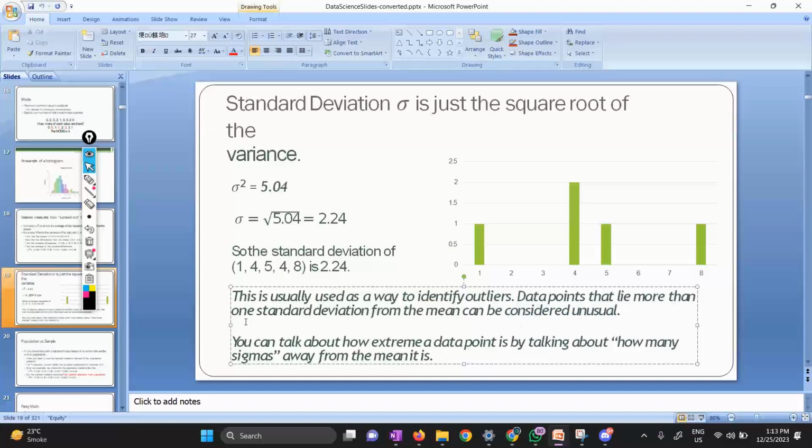Not always, but sometimes. Some slides you have to take with a pinch of salt. It is not just one standard deviation; 1.2, 1.3 can be expected. You can talk about how extreme a data point is by talking about how many sigmas away it is from the mean. So this is a new language you're learning for statistics.